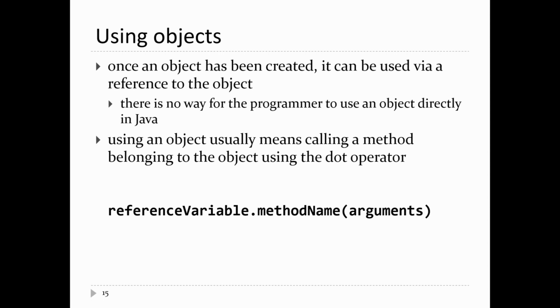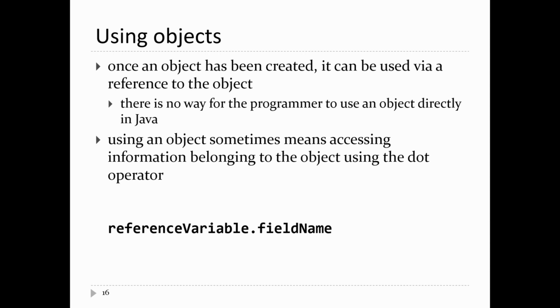To ask the object referred to by that variable to do something, you use the name of the variable, then a period, then the name of the method that you want to call, and whatever arguments are required by the method. That's typically how you ask an object to perform some action. If the object has a field that's visible to you, then you can access the field in the same way. You use the name of the variable, dot, and then the name of the field.